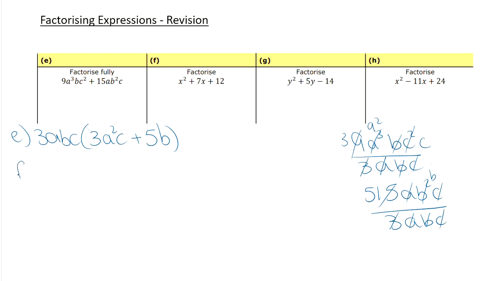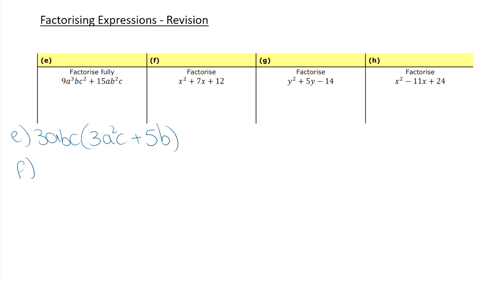Right, let's have a look at F. So this time we're looking at quadratics. I'm going to look at quadratics, and I'm going to factor by grouping. So I'm going to use something called factor by grouping. So the first thing we want to do is look for the common terms. So x squared plus 7x plus 12.